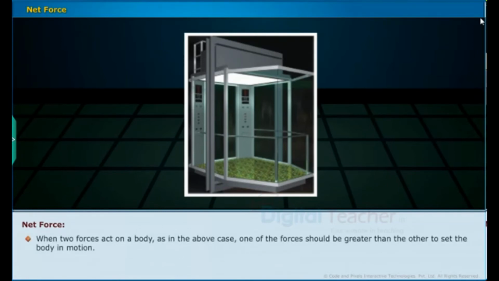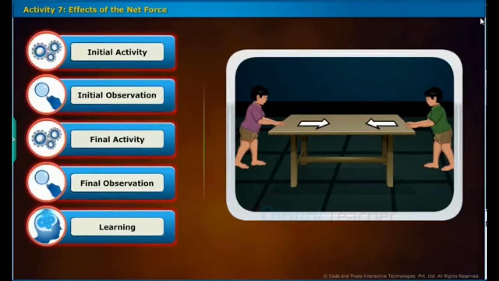When two forces act on a body, as in the above case, one of the forces should be greater than the other to set the body in motion. The strength of a force is usually represented by its magnitude. The direction of a force is as important as its magnitude. We represent the direction of force using arrows. Now, let us perform an activity to observe the effects of net force acting on an object.